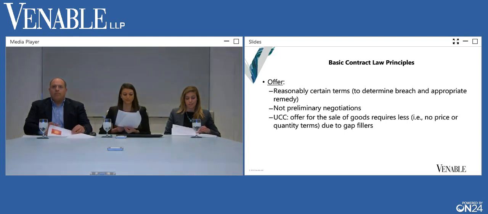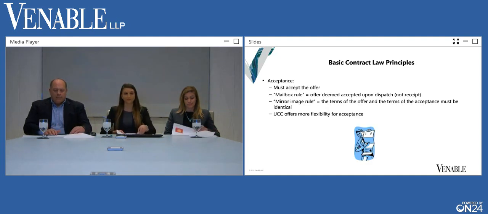For acceptance, the person you make an offer to has to accept the contract. And for this, usually we make sure that there are a few things that are complied with. The first one is the mailbox rule, and this basically helps the offer become accepted because whenever you mail something out in the mail, it's usually deemed accepted upon dispatch. So the recipient does not need to wait for it to be received for it to be effective.